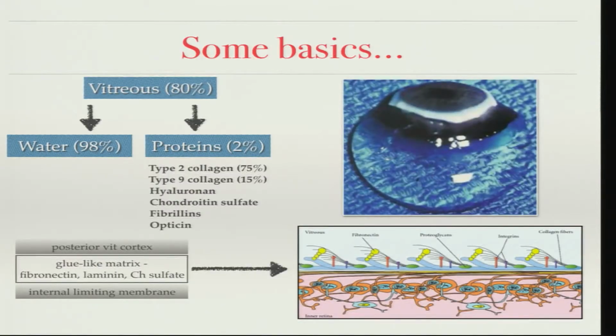So just before we start off, some basics. We know vitreous is made up of 98% water and 2% proteins. Just to highlight the interface between the vitreous and the retina, it is filled by a glue-like matrix made of fibronectin, laminin, and chondroitin sulfate. So you have the posterior vitreous cortex and the internal limiting membrane.